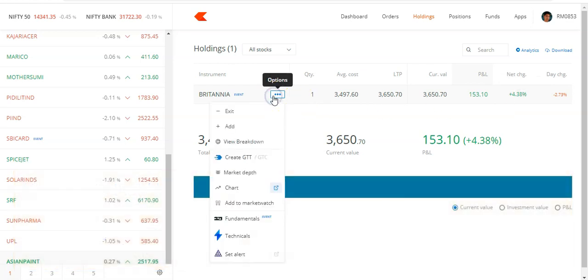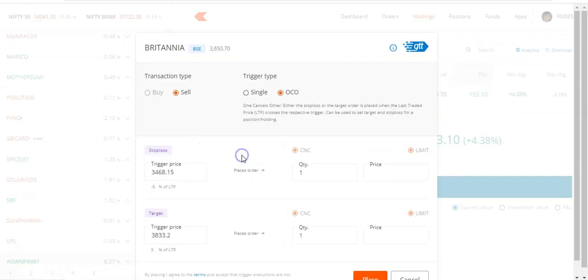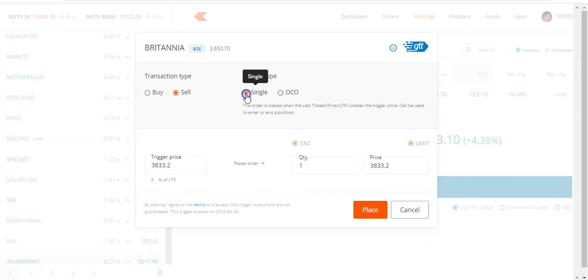Again, let us click here, create GTT. Now this is sell, not buy. In sell, you can see both the trigger types are enabled. Single, if you want to place a target, say I want to exit when it hits 4000. I have only one quantity, so I will leave the quantity as such, but if you have more than one, you can update the quantity, whichever quantity you want to place a GTT order for.